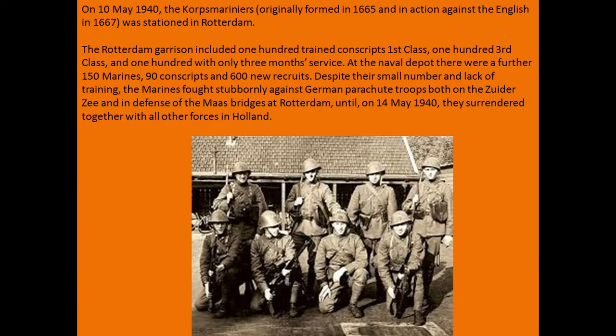On the 10th of May, 1940, the Korps Mariniers, the Dutch Marines, originally formed in 1665 and in action against the English in 1667, were stationed in Rotterdam. The Rotterdam garrison included 100 trained conscripts first class, 100 third class, and 100 with only 3 months' service. At the naval depot, there were a further 150 Marines, 90 conscripts, and 600 new recruits.